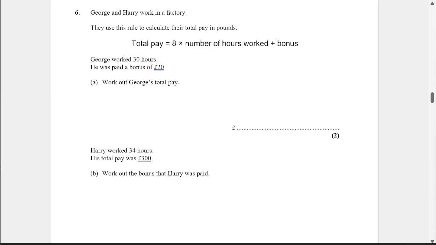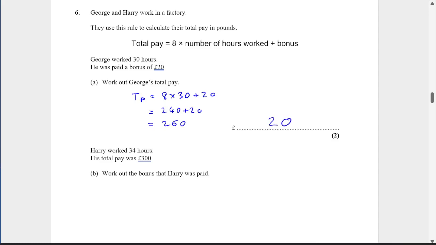So this is a calculator paper, so we can use our calculator for this. But the total pay, or TP, is going to be equal to 8 times by 30 plus 20. And again, we can use a calculator, but 8 times 3 is going to be 24 with a 0, so it's going to be 240 plus 20, which is going to be 260.